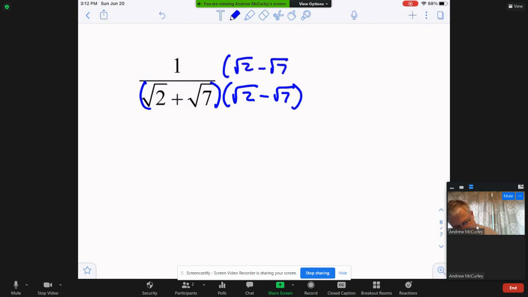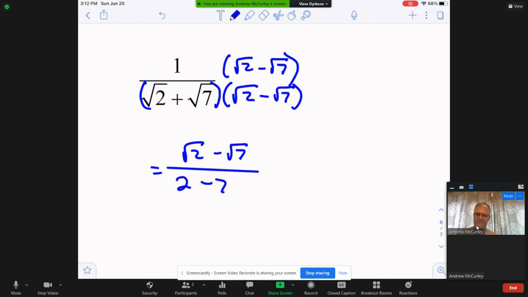So the numerator is going to be root 2 minus root 7, multiplied by 1. The denominator is just going to be 2 minus 7. When you get that out of there, that's going to be root 2 minus root 7 all over negative 5. I guess I could literally stop there.